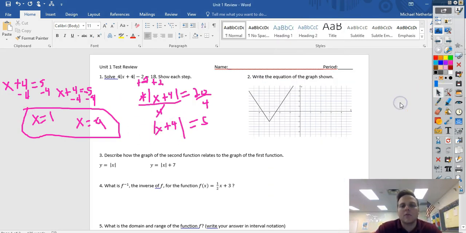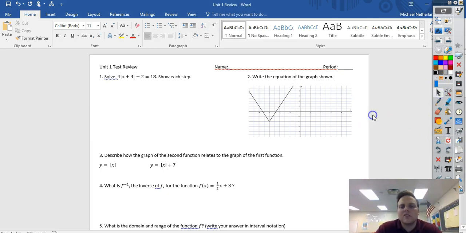Alright, let's go on to number 2 here. Write the equation of the graph. Obviously this is absolute value because it looks like a V. So it's y equals absolute value, and it's not reflecting. However, I did go to the left 3 and I did go down 2. To go to the left, I say x plus 3. That means left. And then minus 2 to show going down 2. And there we go.